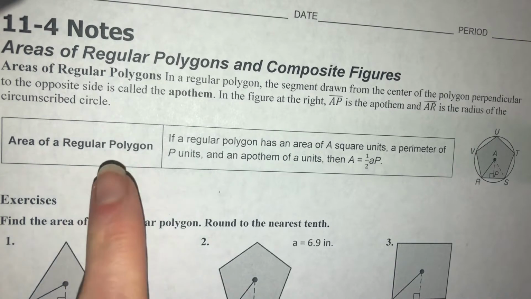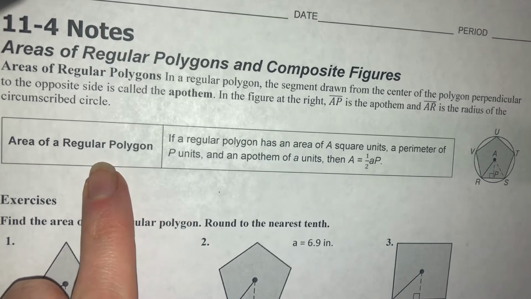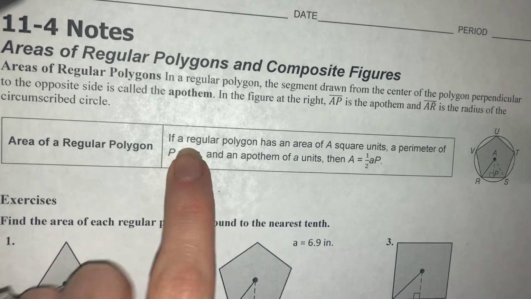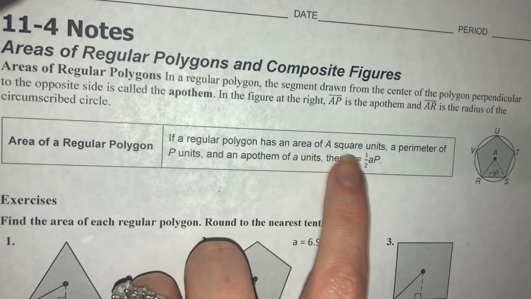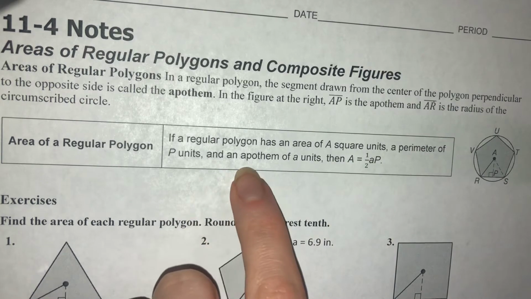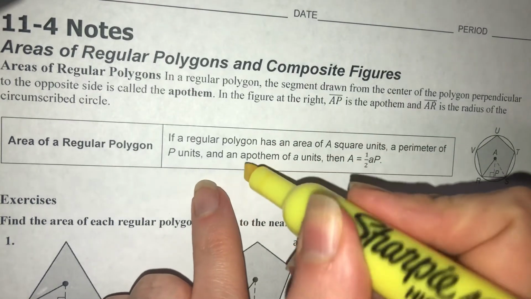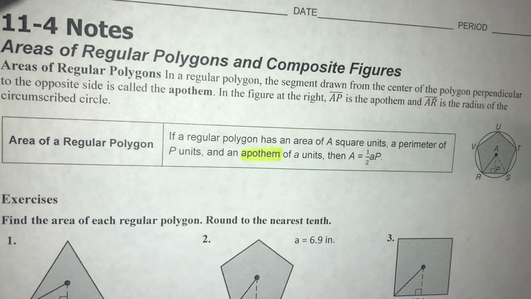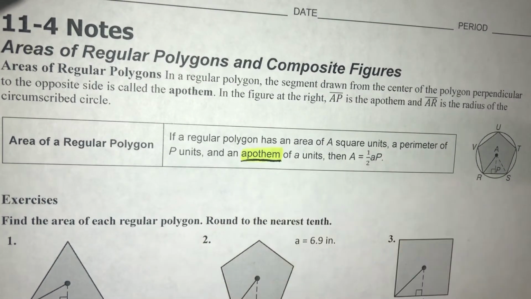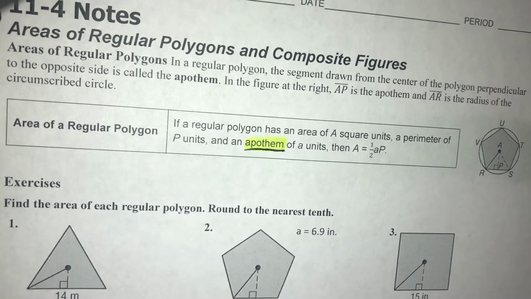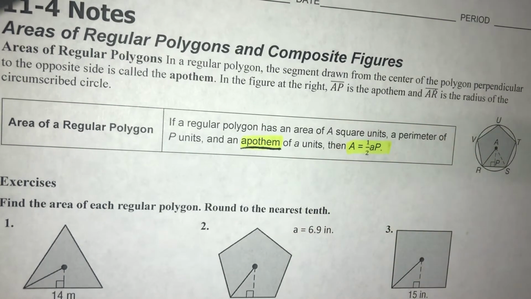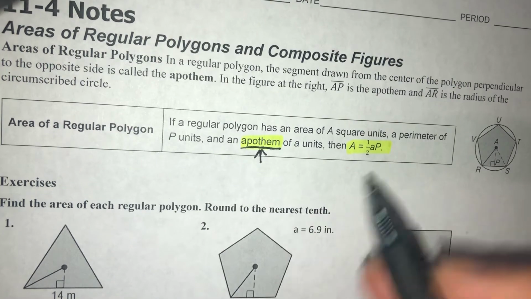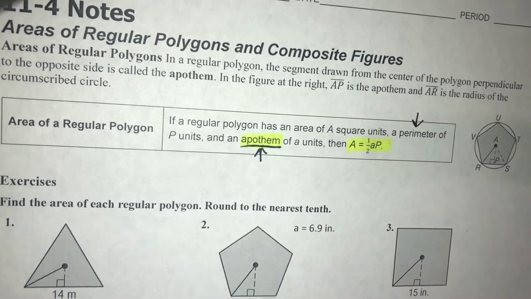So in the box is our important information. First, the area of a regular polygon. If a regular polygon has an area of A square units, a perimeter of P units, and this is a new word, apothem, of a units, then we use this area formula. The area is equal to 1/2 little a, which is the apothem, times capital P, which is your perimeter. So this formula is on the geometry formula chart. It's not one that needs to be memorized.